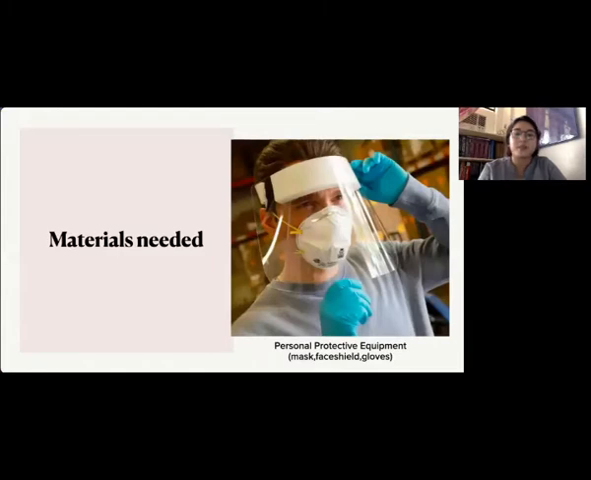And lastly, the most important of all, with or without the pandemic, we have to use the appropriate personal protective equipment, such as the face mask, face shield, and gloves.